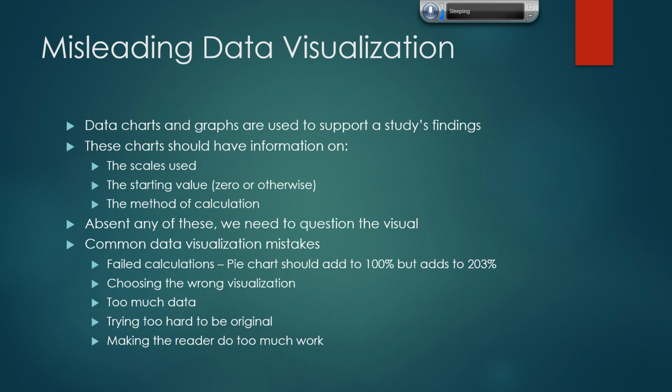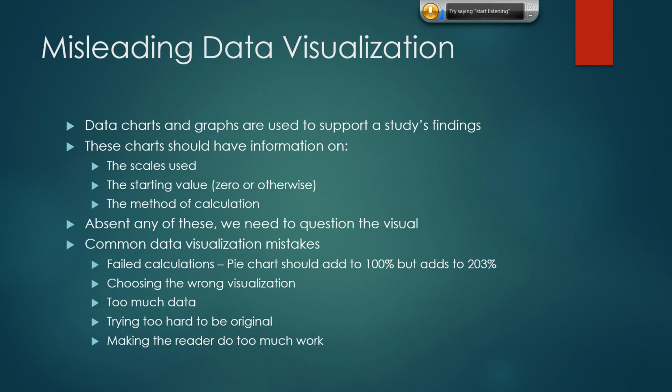And it should have some information about the method of calculation. How did we calculate the results that we're seeing in the visualization chart? Absent any of those, then we probably need to question the visual, because what is the visual actually trying to show us? So there's a number of common data visualization mistakes.